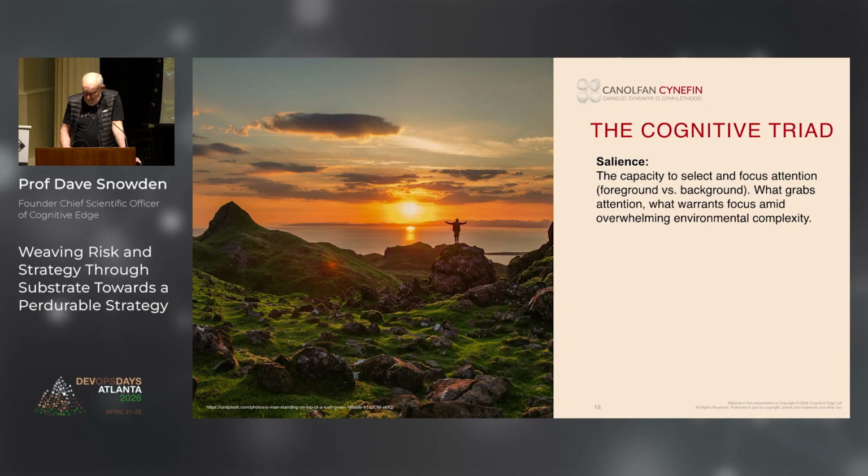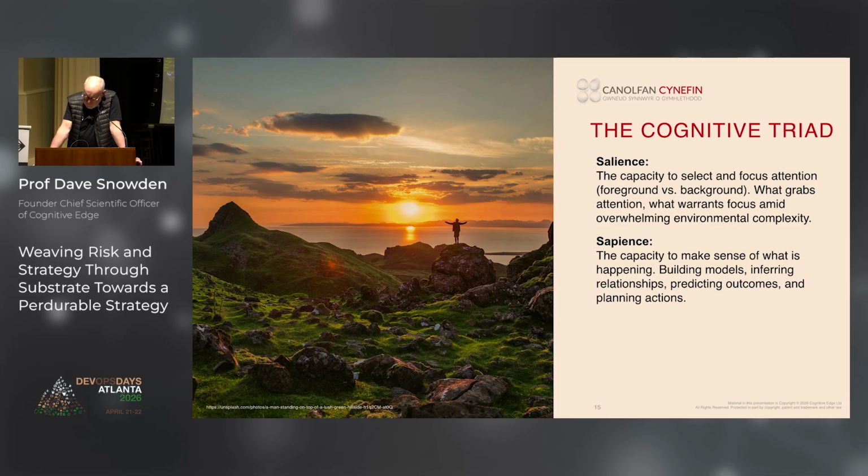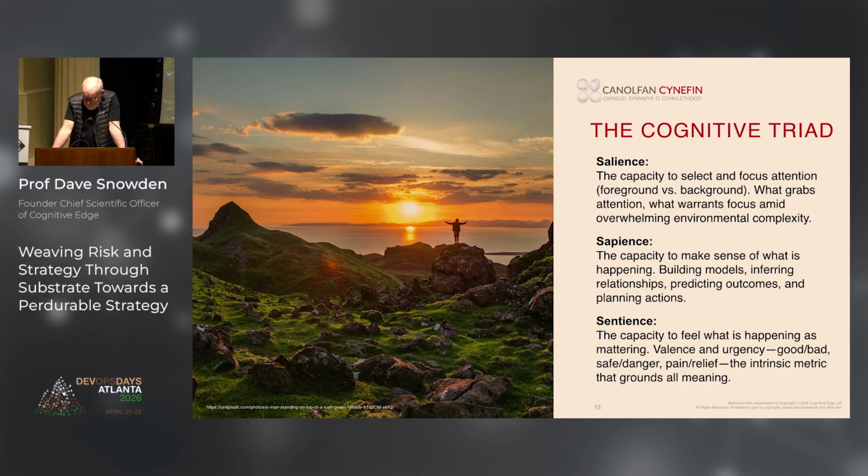So 3 things to be aware of. This is what we call the 3 S's. One is salience. That's the capacity to choose what you pay attention to. AI can help with that. It's not as good as humans in some ways, in others it's better. Then we get sapience, which is the capacity to build models, to make sense of what you see, to associate it with previous patterns and decide what to do. But then we get sentience. And that's the capacity to effectively make moral judgments, to go beyond the stuff which can be calculated or defined.